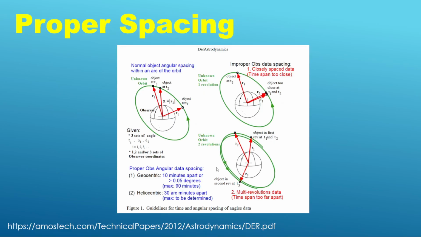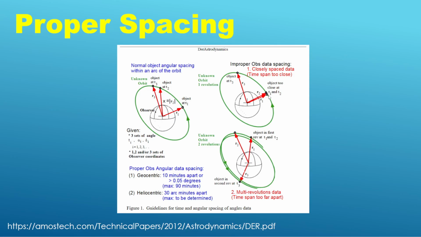Now, another thing to keep in mind is that for orbit determination, it's very critical to have proper spacing of the observations. So this shows you 3 different scenarios here. The first scenario is proper spacing, where you have an observation at T1, an observation at T2, and an observation at T3. So this would be an ideal spacing of the measurements.